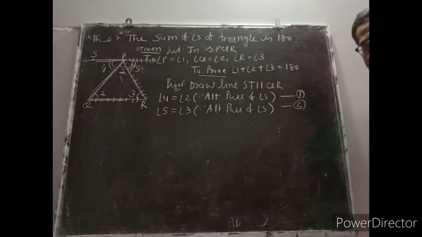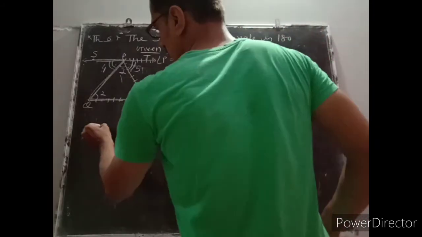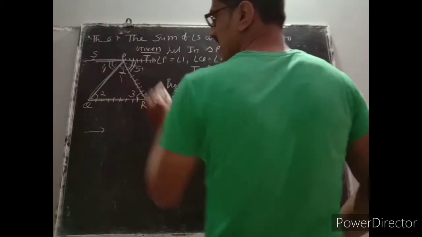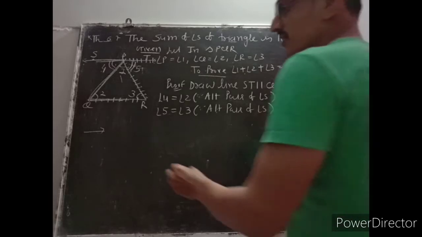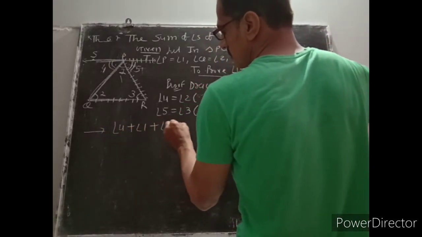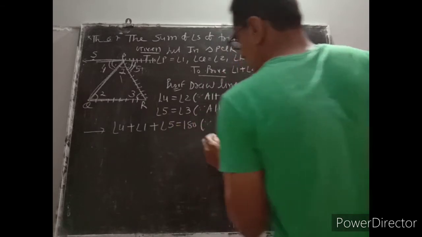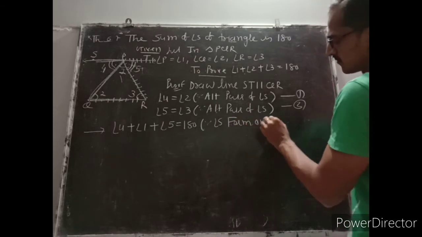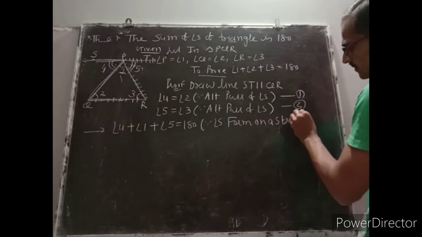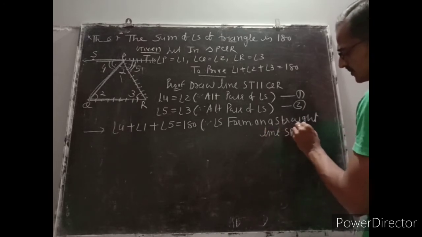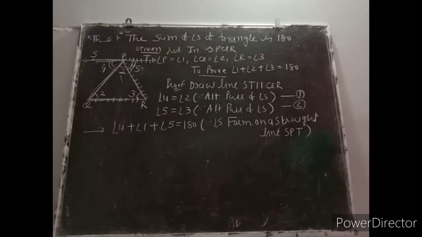Result first, result second. Now we apply the logic of sum of angles on the straight line. These three angles form on the straight line SPT. So the sum of these three angles will be 180 degree. So angle 4 plus angle 1 plus angle 5 equals 180 degree. Reason? Angles formed on a straight line SPT.